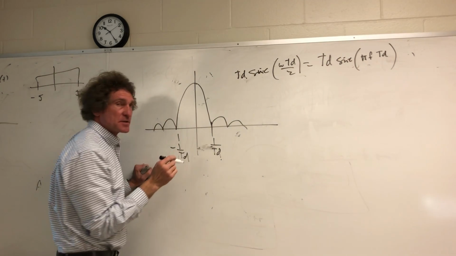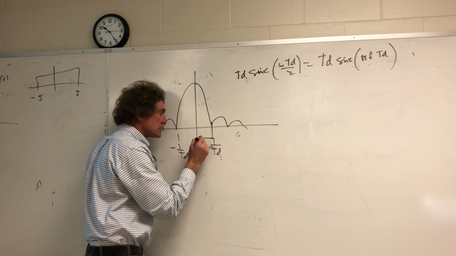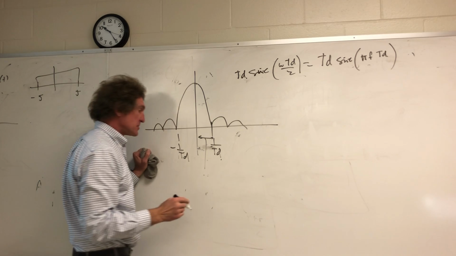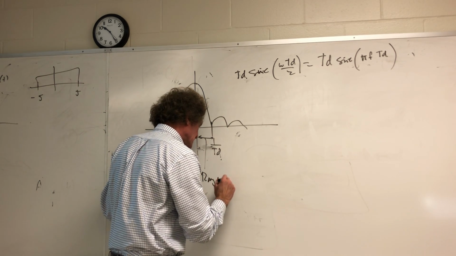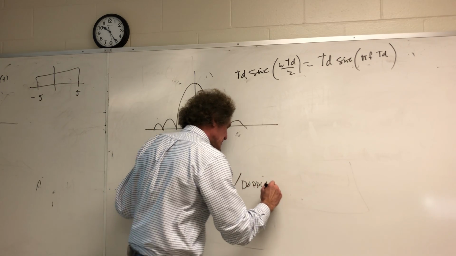And this is the first thing, this is important, you see this. Right here, that 1 over TD is called the Rayleigh or Doppler resolution. It's called either Rayleigh or Doppler resolution.